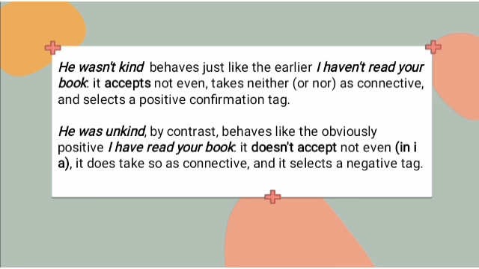Notice that there is a semantic difference between he was unkind and he wasn't kind. If he wasn't kind is false, then he was kind must be true. Okay? But if he was unkind is false, it doesn't follow that he was kind is true. No, he could be neutral, neither kind nor unkind.